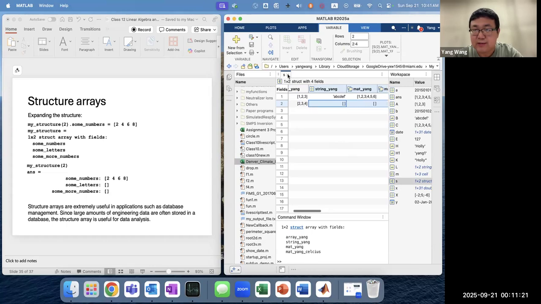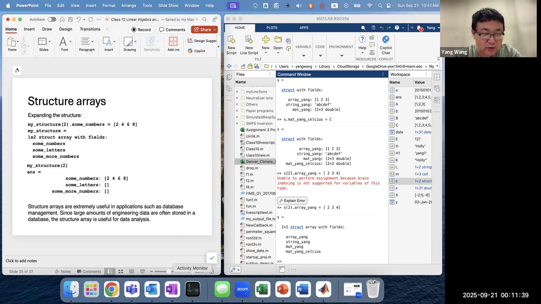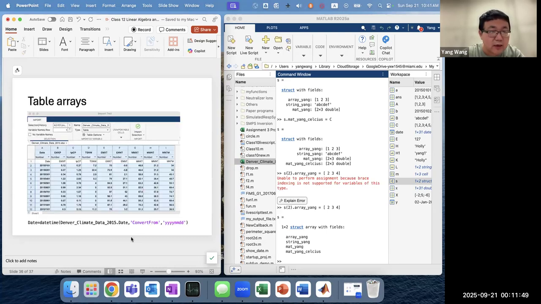So that's why it's helpful for, let's say, instruments to use this type of data, because now you can save the data as day 1, day 2, day 3, or different locations. Right, so structure arrays are extremely useful in applications such as data management, since large amounts of engineering data are often stored in a database, and structure arrays are used for the data analysis. So I think the final type is actually the table arrays, right?